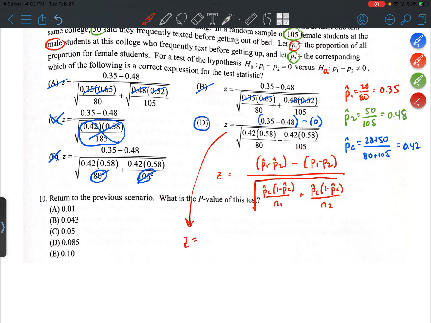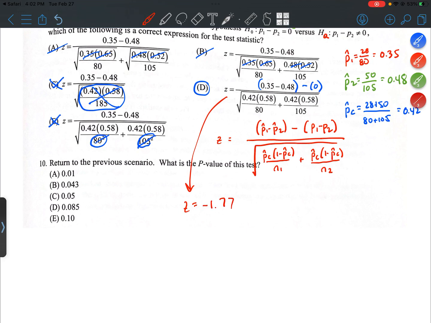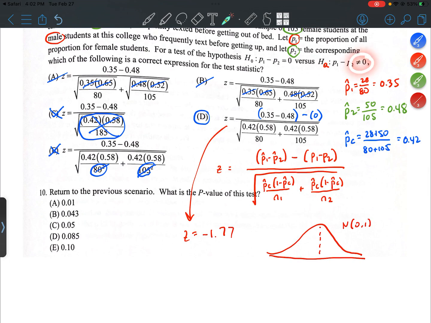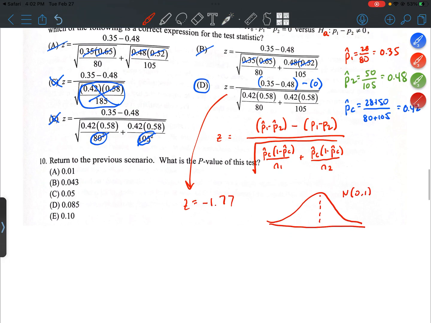a z-score of negative 1.77. All right. So the p-value measures the probability of getting something as extreme or more extreme in the direction of the alternative hypothesis. Now, our alternative hypothesis is two-sided, so we're going to have to shade the area of both the left and the right tail. Okay, so negative 1.77 is in the left tail.